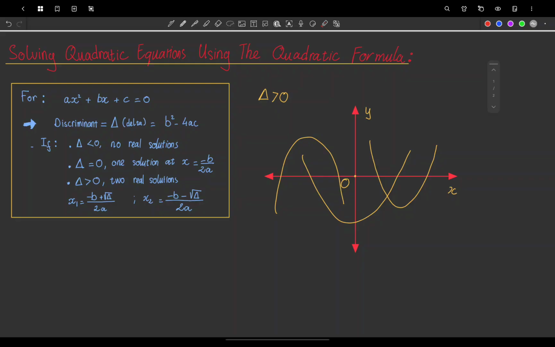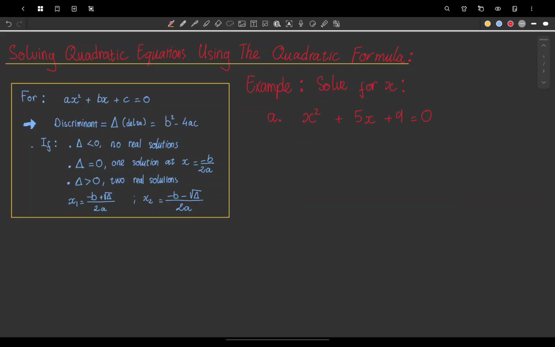Let's go ahead and try to solve some examples, just to really see how we can use it in actual questions. This is my first example, and we simply have to solve for x. Clearly this is a quadratic equation because the highest degree of this equation is a squared.